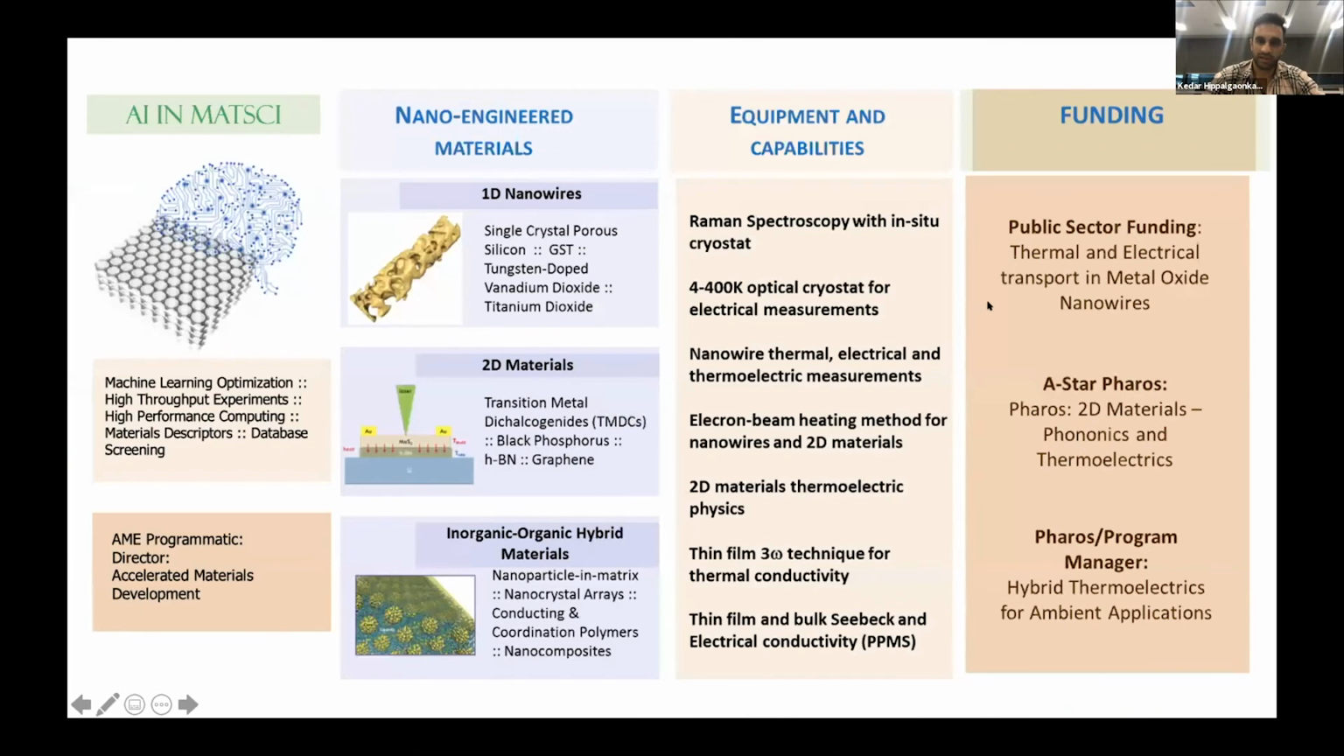So my work is a little broad. I work on one-dimensional structures, two-dimensional materials, inorganic, organic hybrids. But recently there is an effort that's ongoing here in Singapore for using AI in material science, which revolves around machine learning optimization, high throughput experiments, of course, high performance computing, which will be the focus of my talk, materials descriptors and database screening, and more, essentially, right?